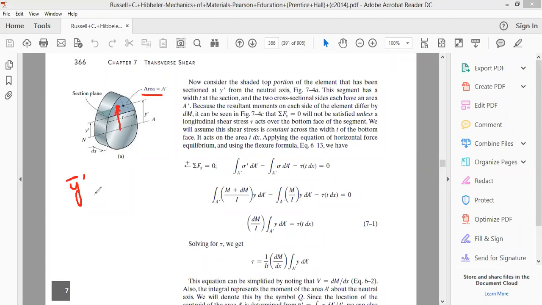We know the y coordinate of the centroid is given by... we have to find the y coordinate of the centroid. So in order to find it, we look at a small area element. We locate a small area element, and let's suppose the centroid of that very small element is at a distance y from the neutral axis. Be careful. We have to find the centroid of the area A prime.